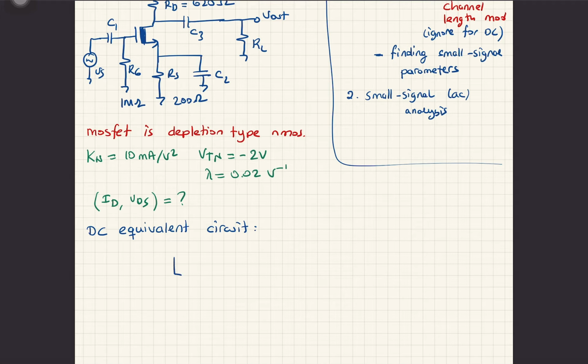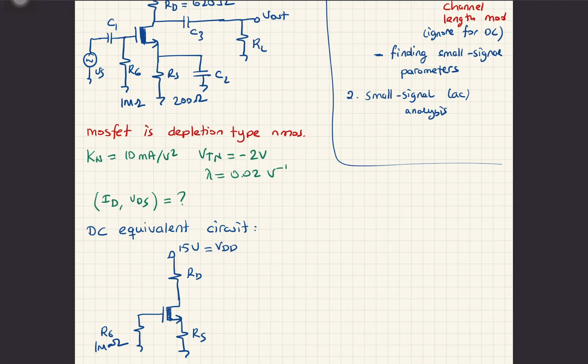It will be, let's say, the supply voltage is 15 volts, VDD. This is RS. RG is 1 megaohm.